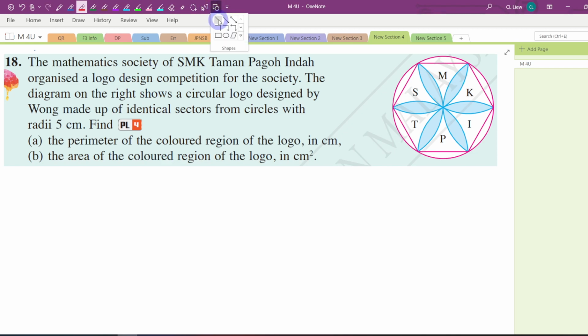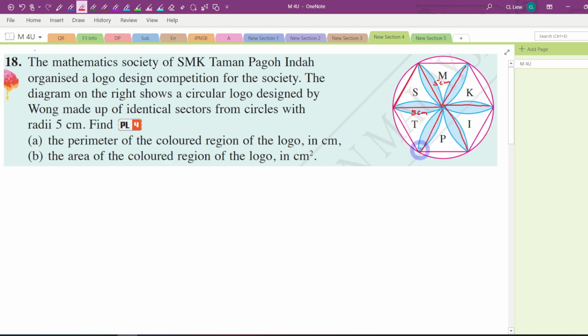Let me draw a triangle for you. Since the radius of this circle is 5 centimeters, here is 5 centimeters, here also 5 centimeters. And this is a regular hexagon, so here is also 5 centimeters. How do I know that this is 5 centimeters as well? Because this is a regular hexagon.